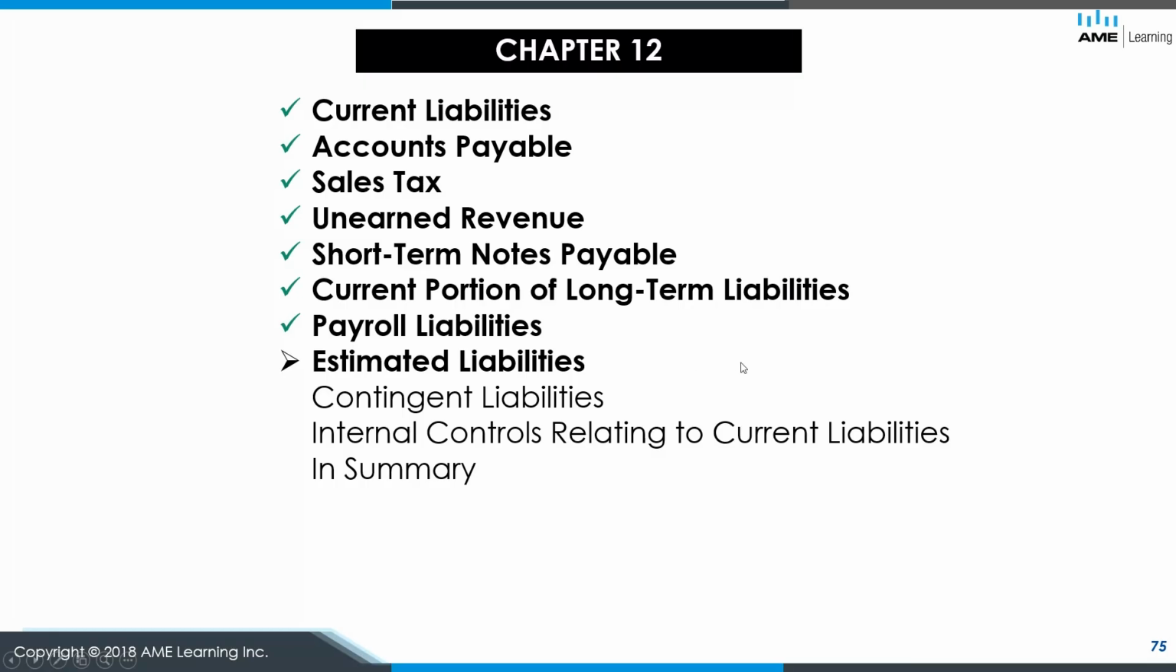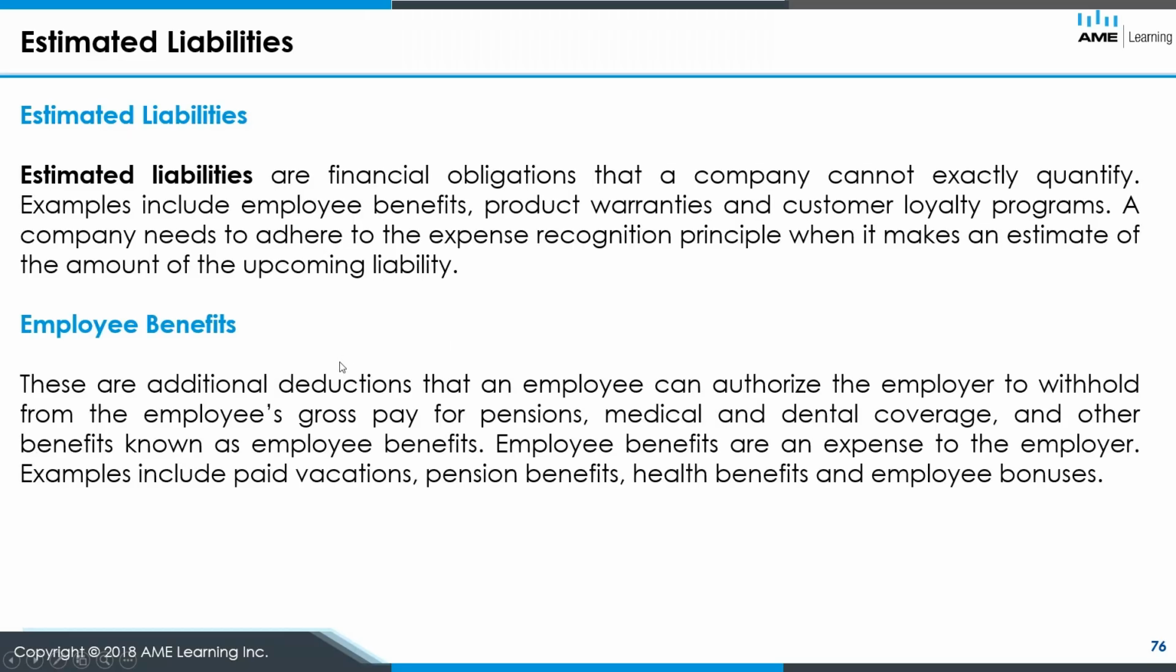Okay, the next section we're going to look at here in Chapter 12 is estimated liabilities. As we mentioned previously, some liabilities are determinable and some are not, and so these estimated liabilities are ones that are not. These can include things like we mentioned previously: product warranties, employee benefits, customer loyalty programs. We basically have to do our best to make sure that our estimates are as accurate as they can be.